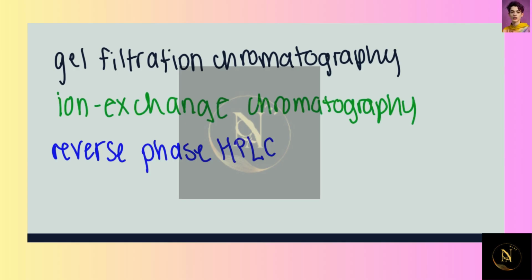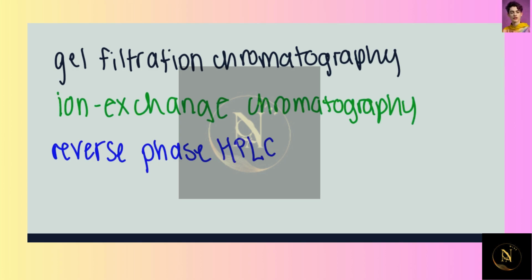Reverse phase high performance liquid chromatography has a stationary phase that is nonpolar and a mobile phase that is polar. It's used to separate substances based on polarity. Nonpolar substances will be attracted to the nonpolar stationary phase, while polar substances will be attracted to the polar mobile phase and elute first.